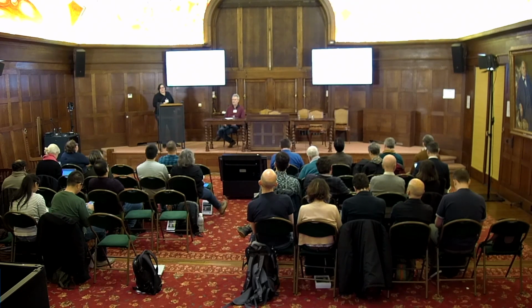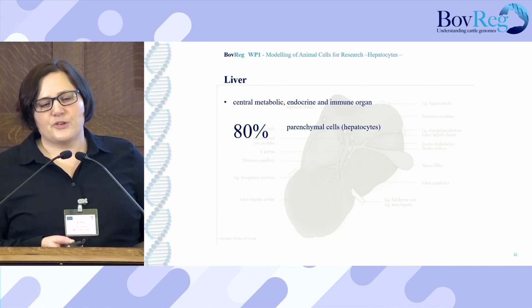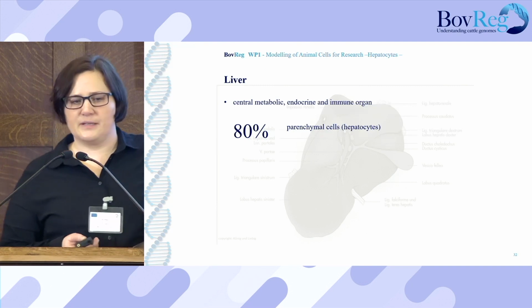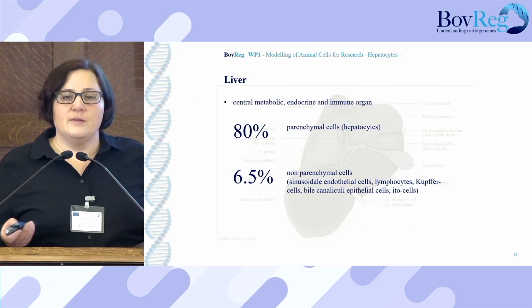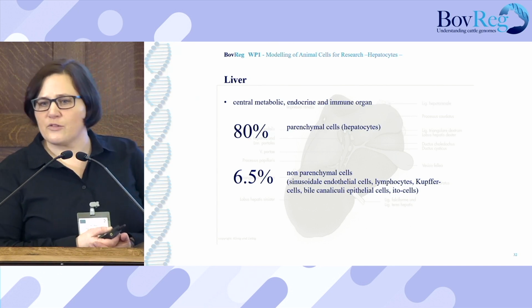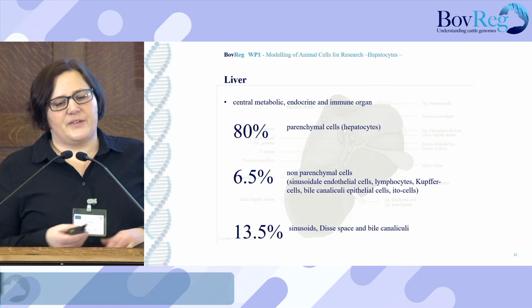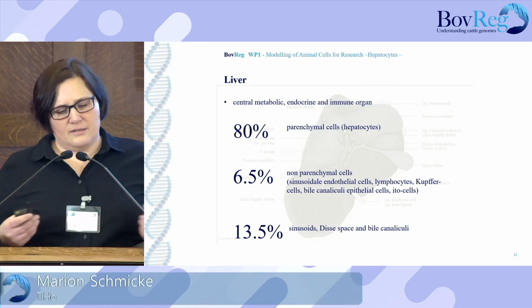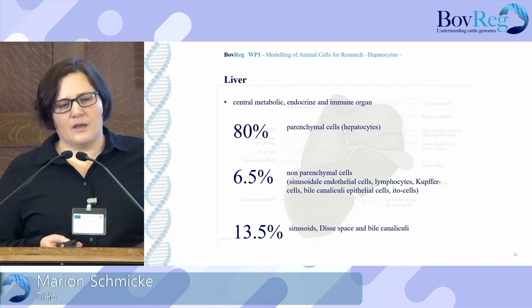The liver also facilitates endocrine functions, for instance, linking metabolism and fertility by producing fibroblast-like growth factor 21. And it also serves as an immune organ because only 80% of the liver consists of parenchymal cells, hepatocytes. 6.5% of the liver consists of immune cells, so lymphocytes or resident macrophages like Kupffer cells, and 13.5% of the whole liver is sinusoids and small capillaries. So this is space where the blood is drawn through, and the bile canaliculi.